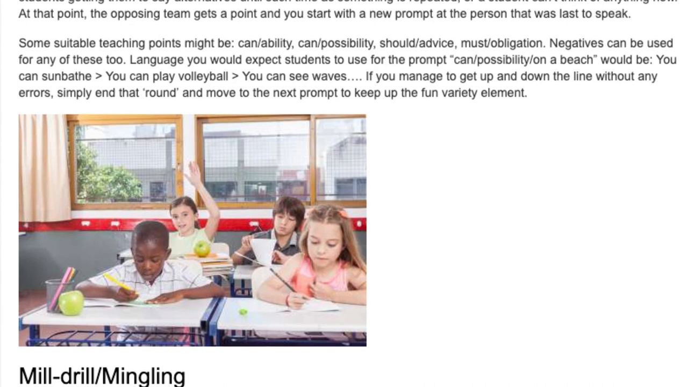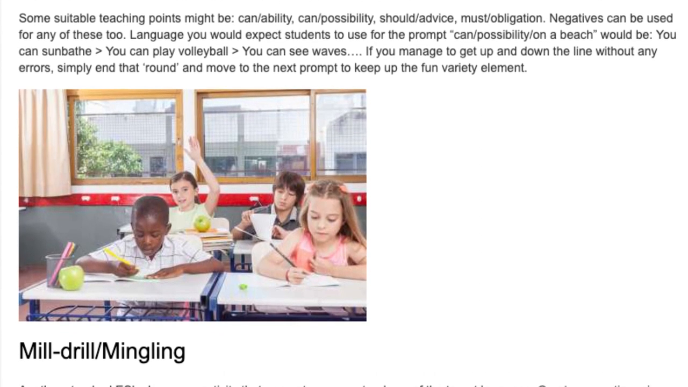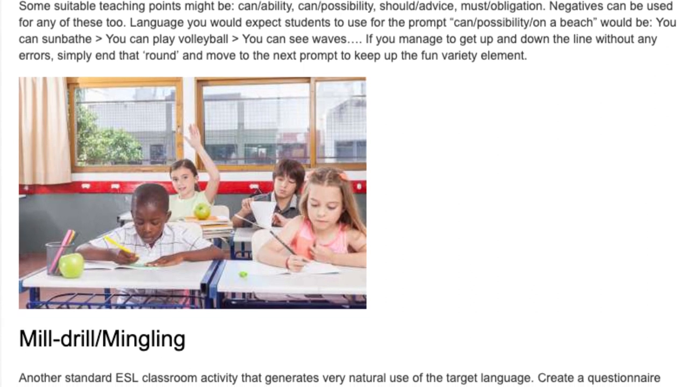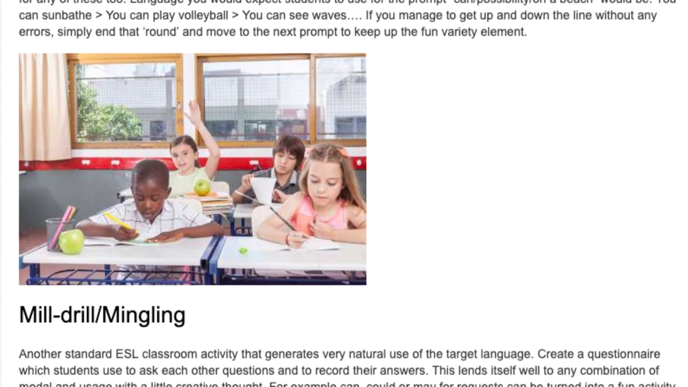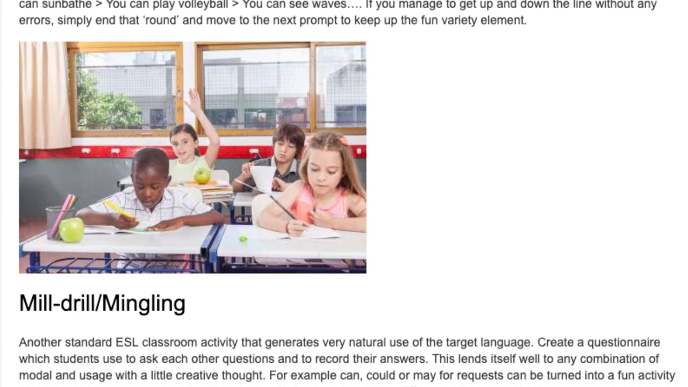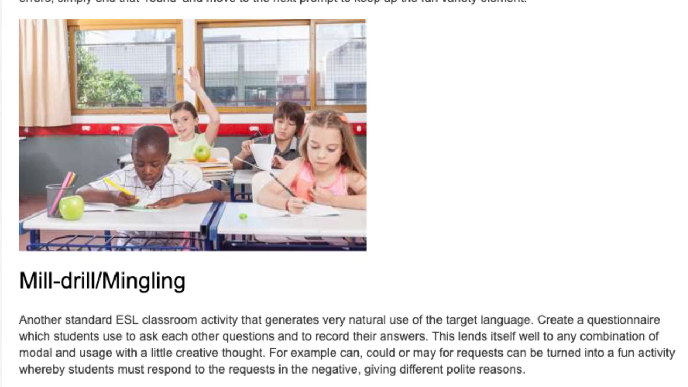Language you would expect students to use for the prompt can possibility on a beach would be you can sunbathe, you can play volleyball, you can see waves. If you manage to get up and down the line without any errors, simply end that round and move to the next prompt to keep up the fine variety element.